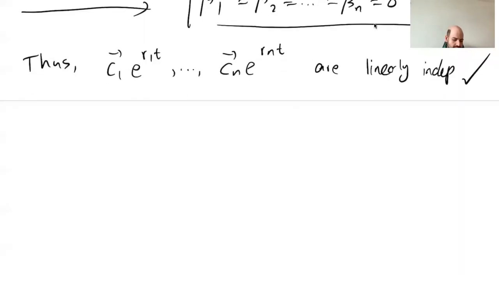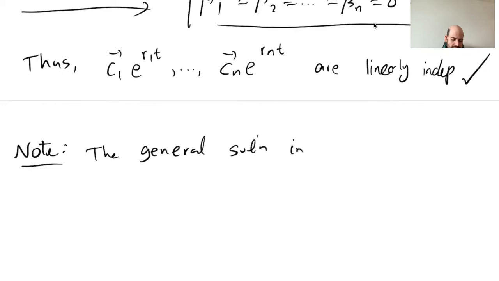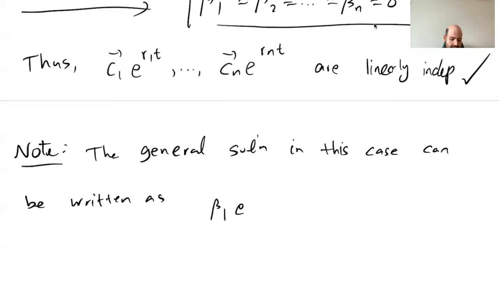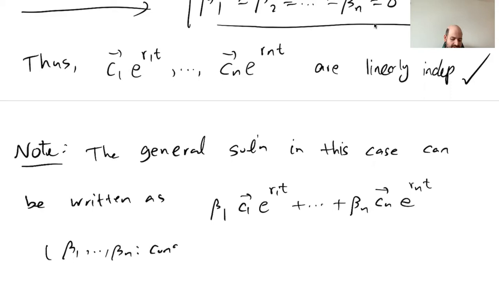So we can say, note that the general solution in this case can be written as follows. Let's say beta 1 C1 e to power r1t all the way to beta n Cn e to power rnt. And here beta 1 to beta n are arbitrary constants.